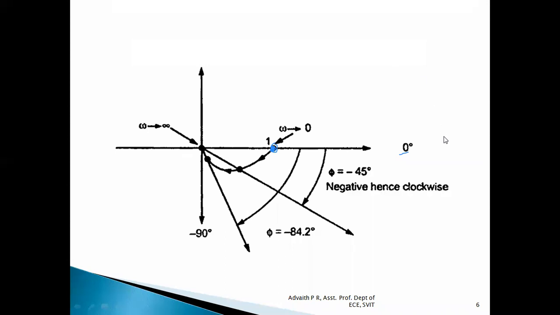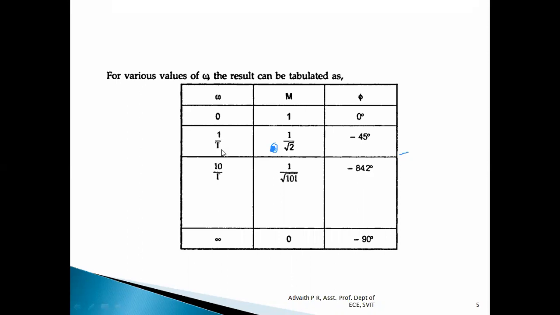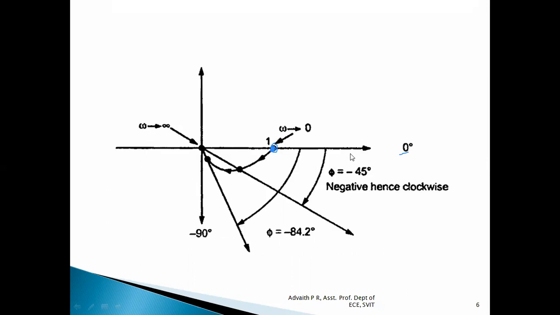Similarly, for omega is equal to 1 divided by T, the magnitude is 1 divided by root 2 and the phase angle is minus 45 degrees. To plot minus 45 degrees, take a protractor and mark it. It will be somewhere over here; this is the minus 45 degrees line. At minus 45 degrees, the magnitude is 1 divided by root 2, which is approximately 0.707. If you take a scale and measure it, you'll get the proper position. So this point is for omega is equal to 1 divided by T.